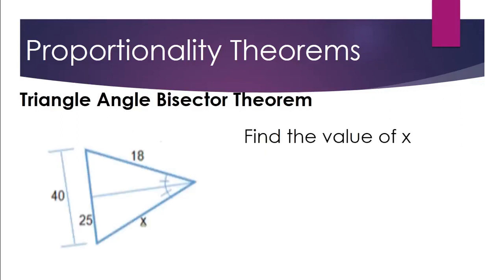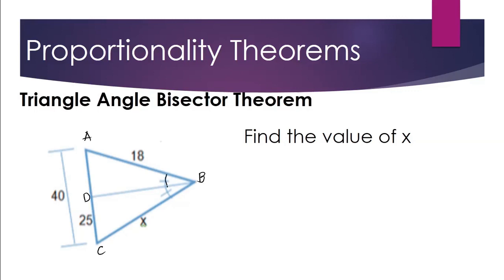Now, let's have this one. So let us have an example. If we have this figure, let us find the value of x. So lagyan lang natin ng vertices. We have triangle A, B, C, and then let's have point D here. So our angle bisector obviously is segment BD.